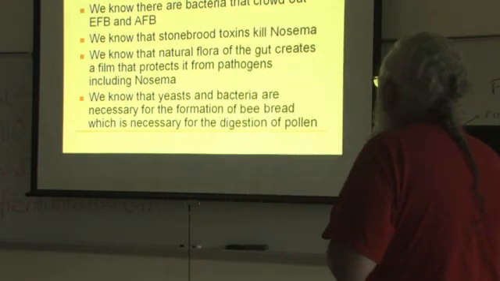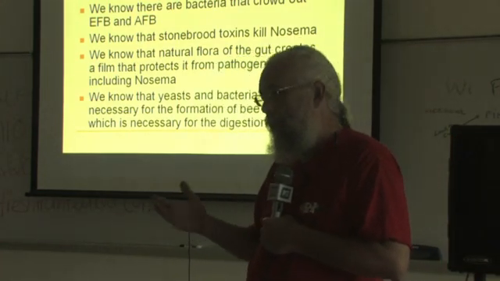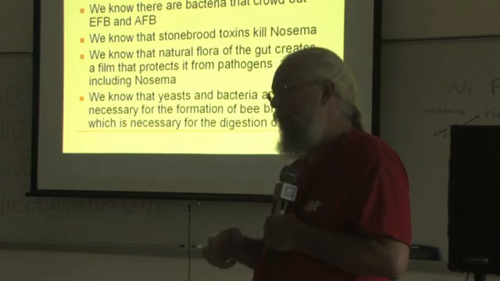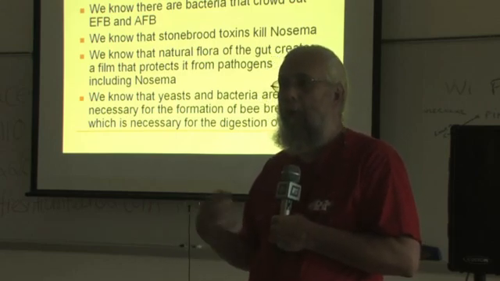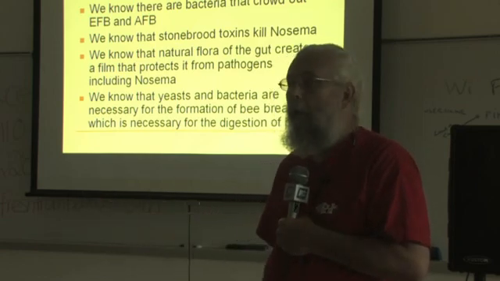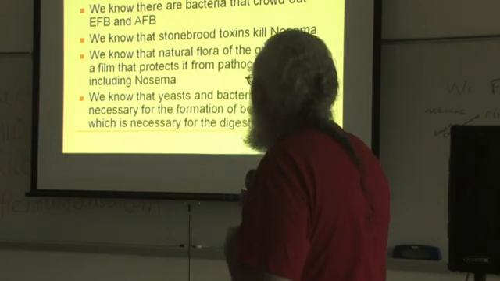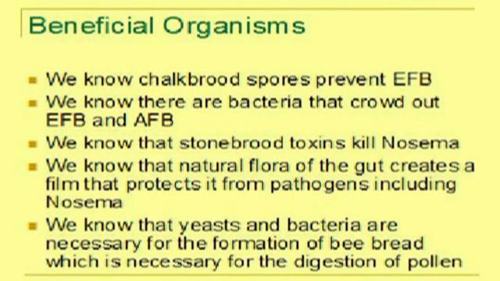We know there's bacteria that crowd out EFB and AFB, not only in the colony in general, but there's bacteria that live in the gut of the bee that creates an environment so that the AFB and the EFB tends to die in their stomach so it doesn't get fed to the larva so that it doesn't spread. And I'll reference that research somewhere in here. If I don't, remind me, I'll look it up for you.